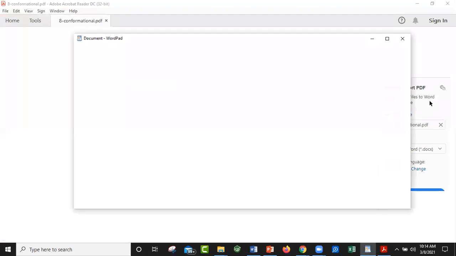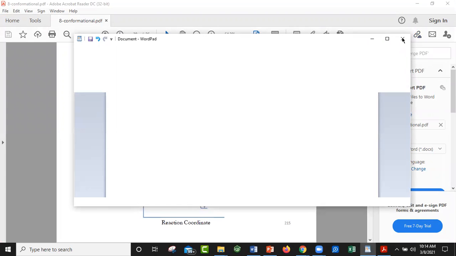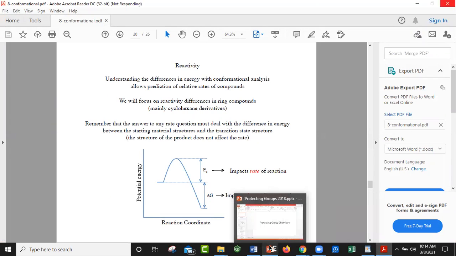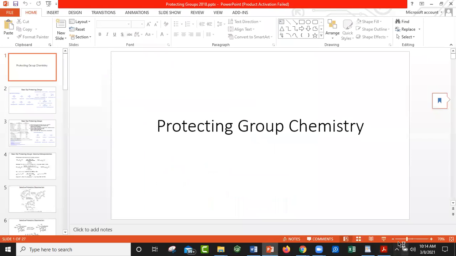Trying to close some other stuff out too, because I know this computer is slow if there's too many things running at once. All right. That's coming up.